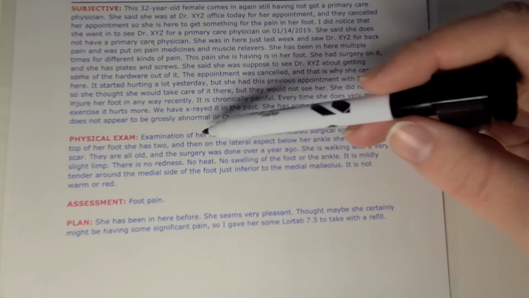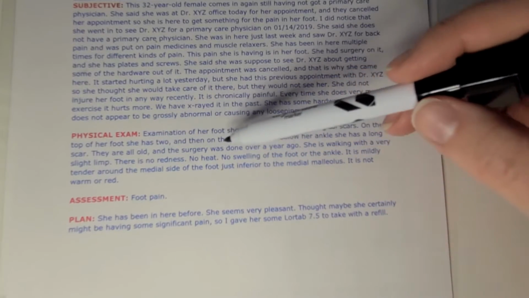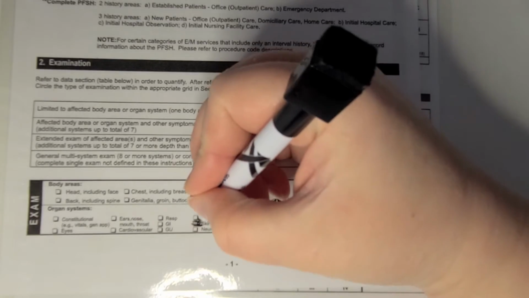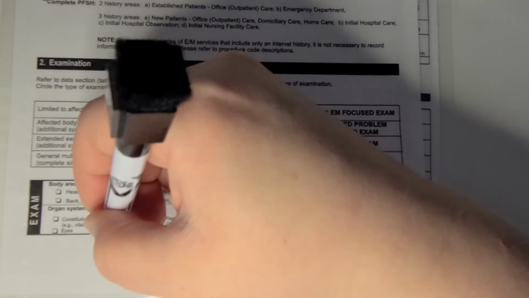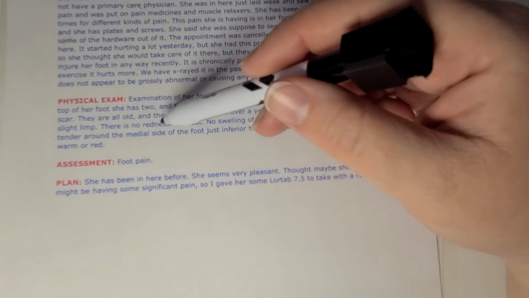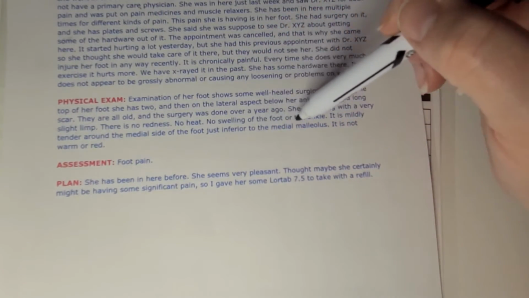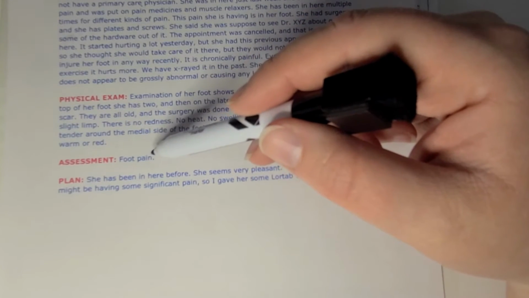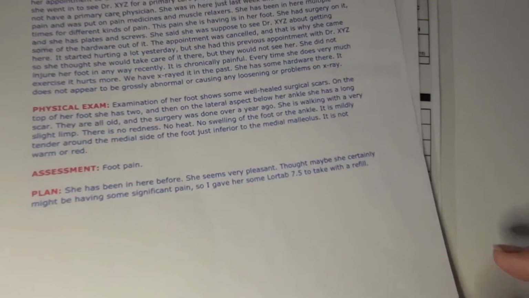On the top of her foot she has 2, and then lateral aspects below her ankle she has a long scar. They're old and surgery was done over a year ago. She was walking with a very slight limp. There's no redness, no heat, no swelling. Okay, so the limp would actually be gait, which would be musculoskeletal. The swelling would be cardiovascular. It is mildly tender around the medial side of the foot, just inferior to the medial malleolus. It is not warm or red. So the assessment is foot pain. Okay, let's flip around to our diagnoses and treatment option stuff.